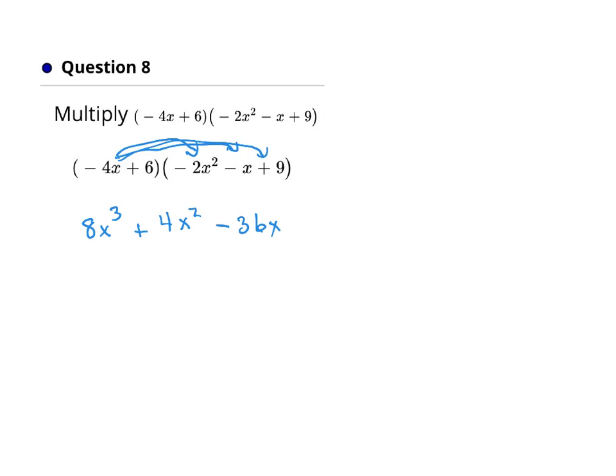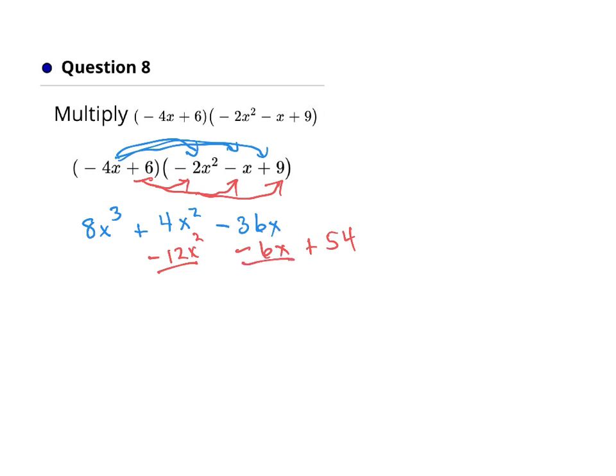Now we're going to do the positive 6, multiply it throughout. So this 6 right here times negative 2x squared. That's going to give us negative 12x squared, and I want to make sure that I put it under the x squared column. Then 6 times negative x, that's a negative 6x. That goes under the x column. And then finally, 6 times 9, that's a positive 54. Make sure you're including the signs.